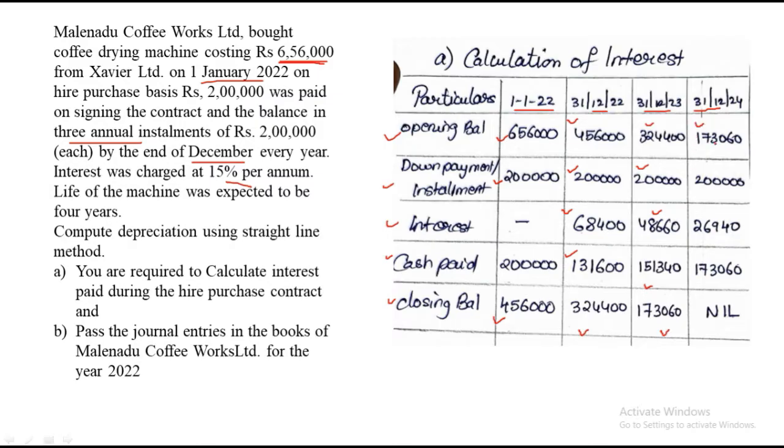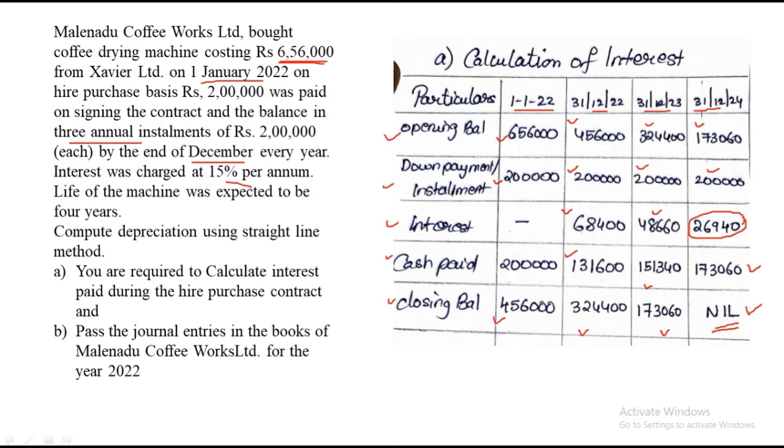Now, in the last year, remember, whatever is the opening, the same amount has to be your cash paid, because opening minus cash will give you nil. You need the final answer to be nil. Thereafter, from your installment, when you minus the cash paid, you will get your balancing figure as 26,940 rupees. So this is how you had to do the working of calculation of interest.